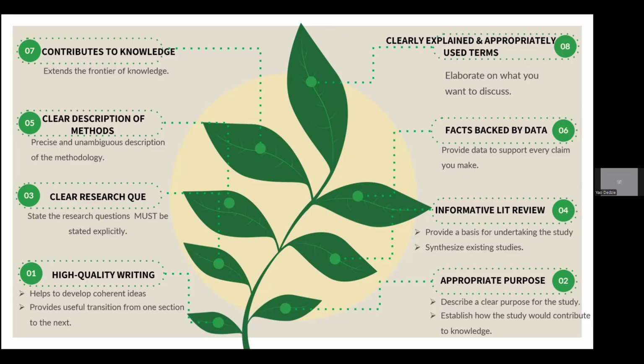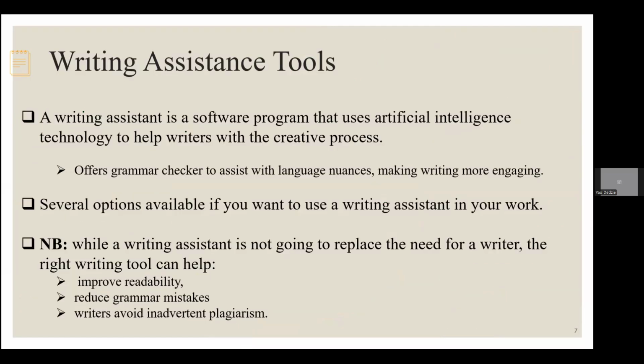So in general, these are the features that your manuscript should contain: high quality writing, appropriate text, clear research questions, informative literature review, clear description of methods, facts backed by data, contribution to knowledge, and then clearly explained and appropriately used terms. Now, after knowing all this that is expected of our manuscript, how do we put the manuscript together?